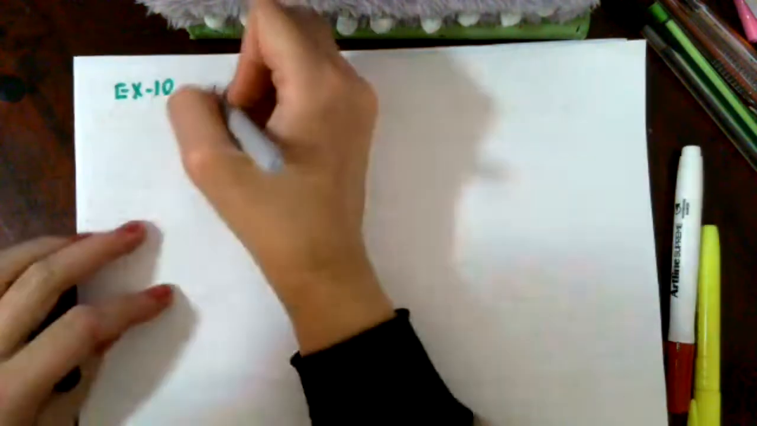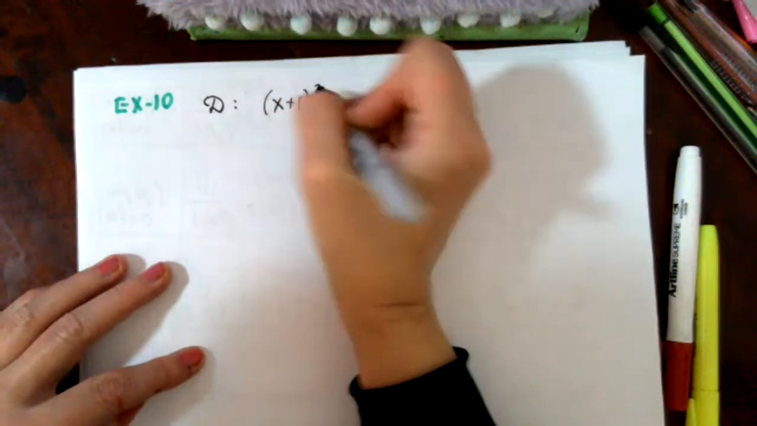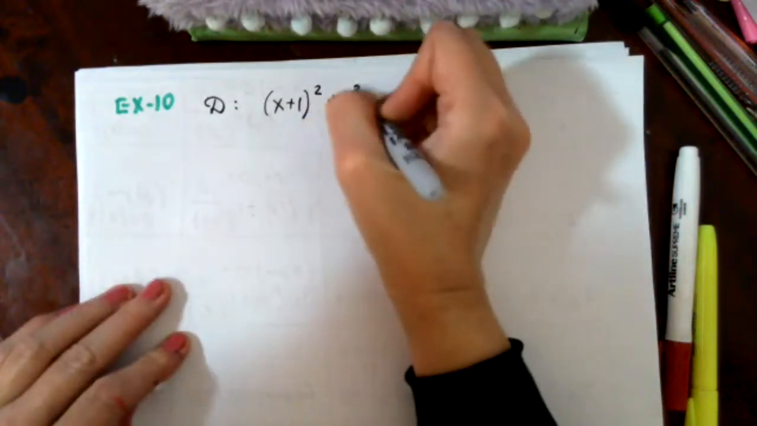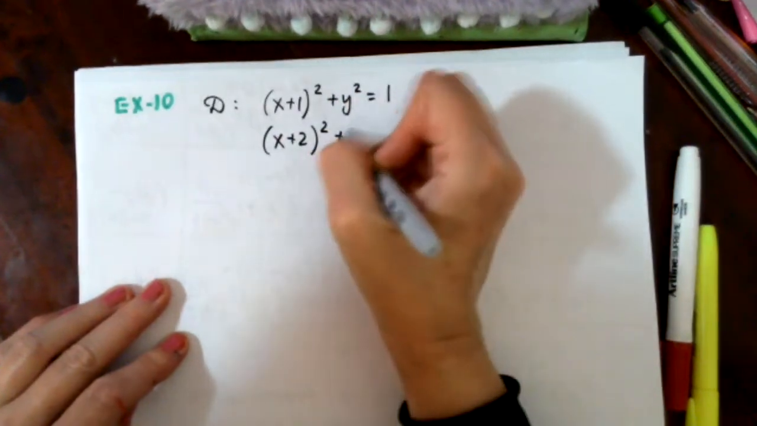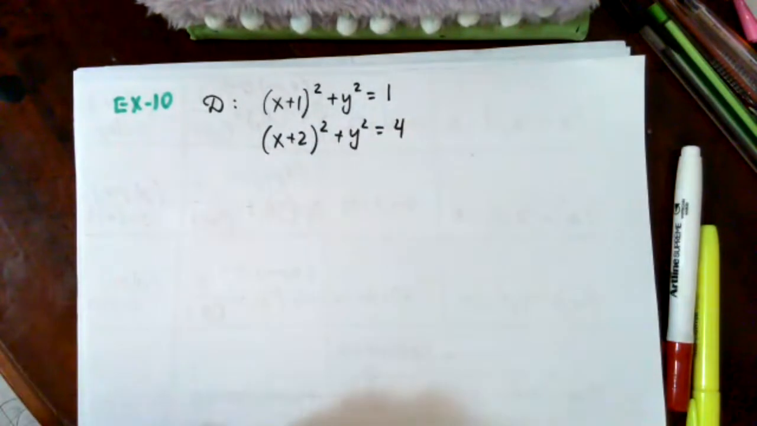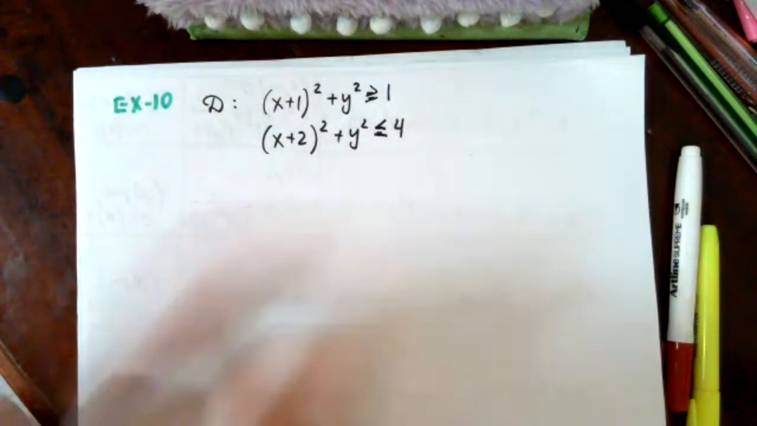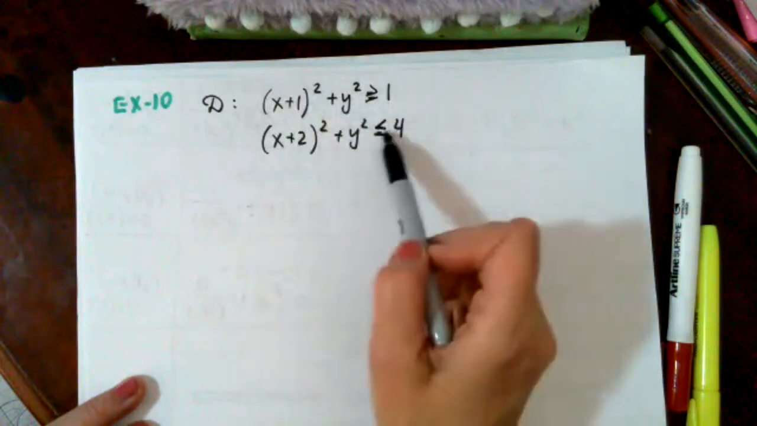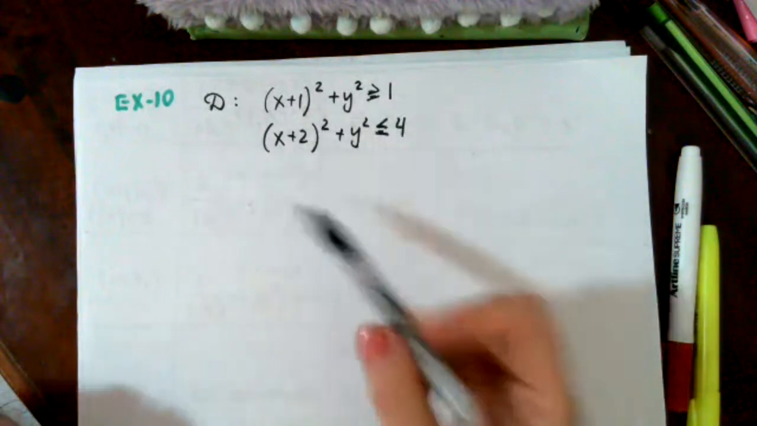Example 10. Example 10 will be the region D, which is formed by two circles. So (x plus 1) squared plus y squared is equal to 1. And there is another circle, (x plus 2) squared plus y squared is equal to 4. So the region is between two circles. You can even put inequalities here. The first one means the region which is outside this circle, and the other inequality means the region which is inside this circle. So outside of this circle, inside of this circle.